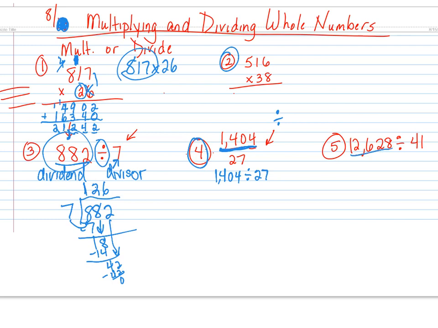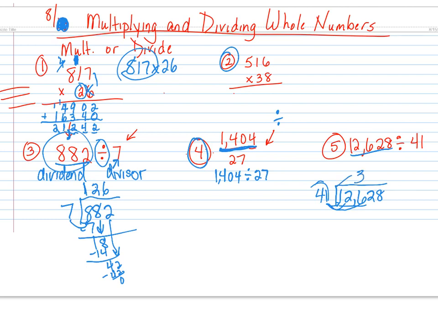So here's my dividend. It's 12,628, and I'm going to divide by 41. I ask myself, does 41 go into 1? Nope. Does it go into 12? Nope. Does it go into 126? Yes, it sure does. Okay, and I usually like to say this is about 40. How many 40s would I think are in about 120? And I'm going to try 3. And that has to go above the 6.